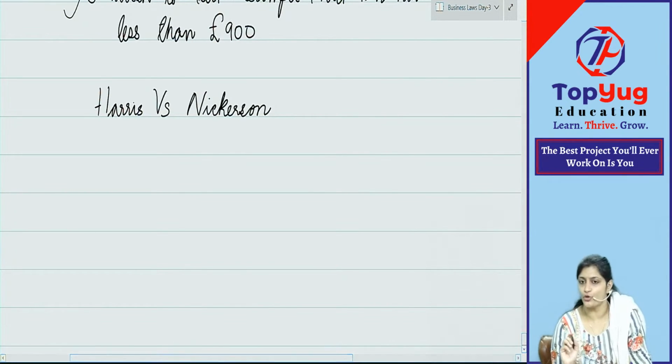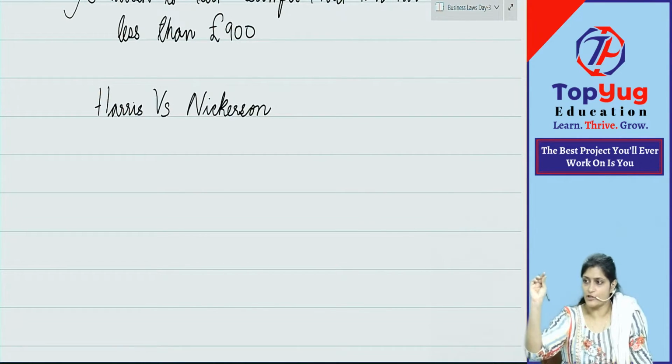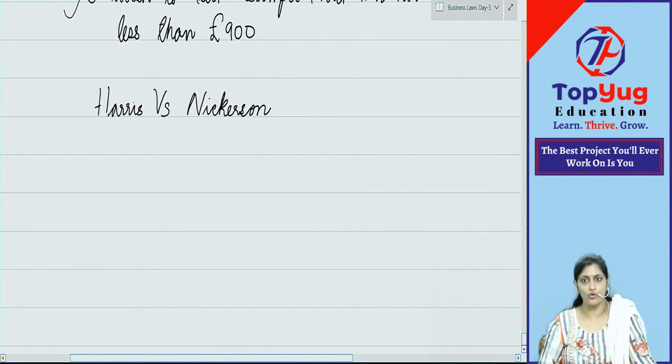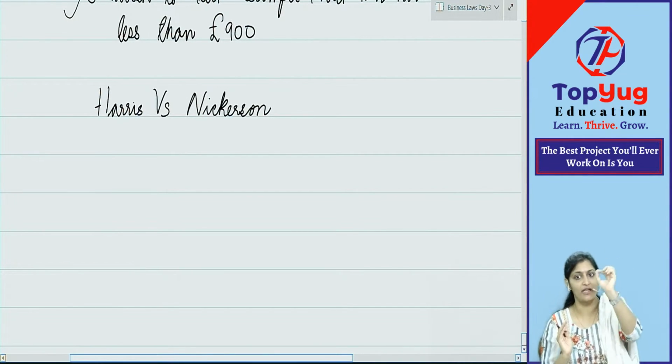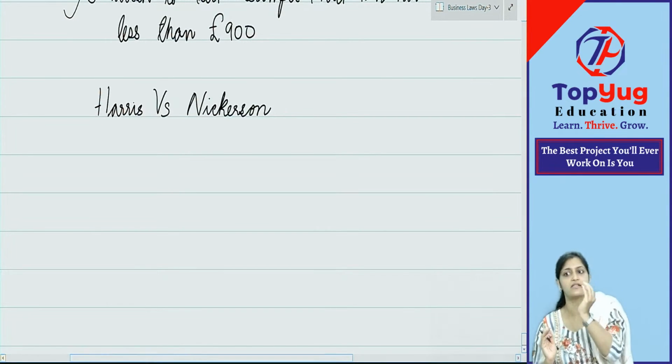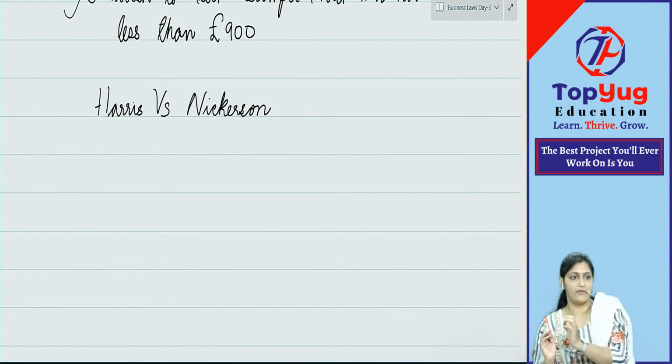So what you can do, you can make a note. Write the case law name, write the decision. Write the case law name, write the decision. Likewise, if you do, then all the case laws you will have and you can differentiate. Okay, Harris versus Nickerson, this was the decision. Okay, Harvey versus Facey, this was the decision. So you will not get confused.